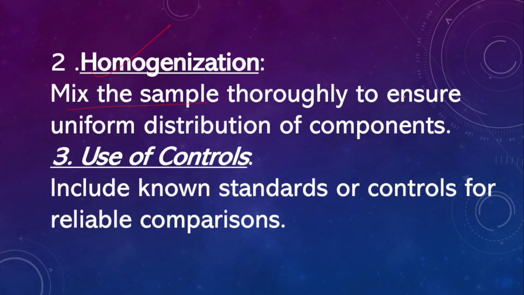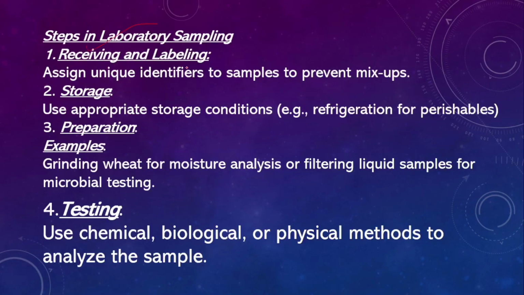Homogenization. Mix the sample thoroughly to ensure uniform distribution of the components. Next is the use of controls. It includes known standards or controls for reliable comparisons. These standards serve as a baseline to measure and evaluate the results reliably. And the steps in laboratory sampling: receiving and labeling. Assign unique identifiers to samples to prevent mix-ups. Then storage. Use appropriate storage conditions, that is, refrigeration for perishables, which undergo degradation or deterioration. Next is preparation. Examples are grinding wheat for moisture analysis or filtering liquid samples for microbial testing.